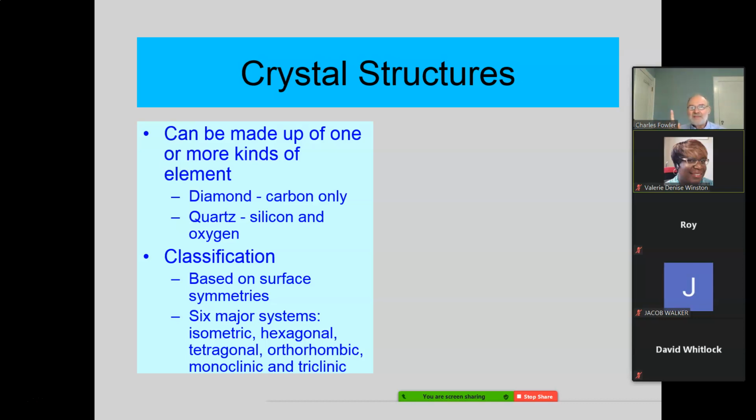Okay. Now, crystal structures can be made up of only one kind of element. We're going to talk about diamond, girl's best friend, right? Diamonds are made out of pure carbon. Now, if they have any color in them, that means they have some slight impurities there. But if it's a sparkling, clear, really strongly reflecting diamond, that's almost pure carbon, guaranteed.